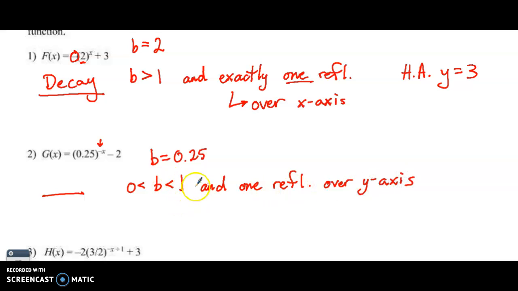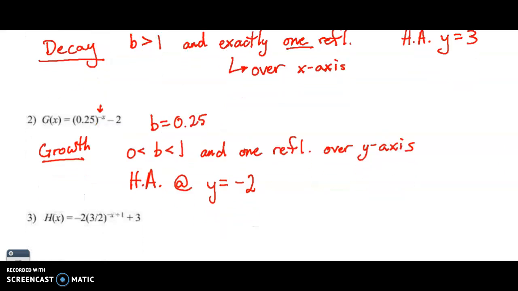But a base smaller than 1 with 1 reflection becomes a growth problem. There's exponential growth happening here. And the last thing to mention is, where's the horizontal asymptote? Horizontal asymptote at y equals -2. That is the d value in this problem.